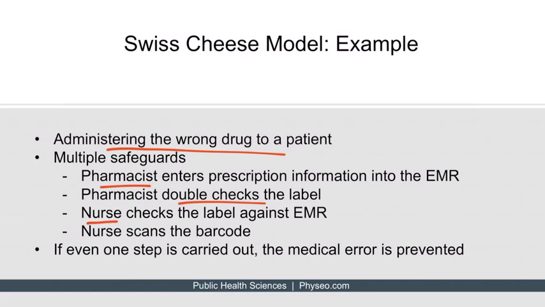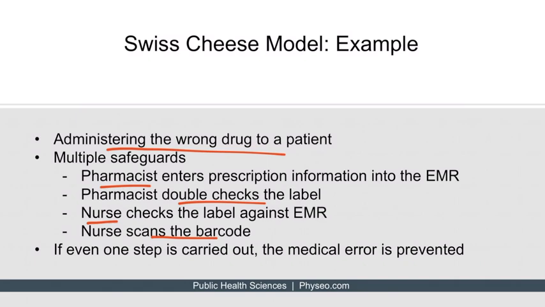The nurse on duty checks the label on the medication against that entered into the EMR. He or she then scans the barcode on the medication label and on the patient's wristband before finally administering the medication. The Swiss cheese model of medication errors predicts that shortfalls in each of these safeguards may occasionally line up and allow for medical errors to occur.